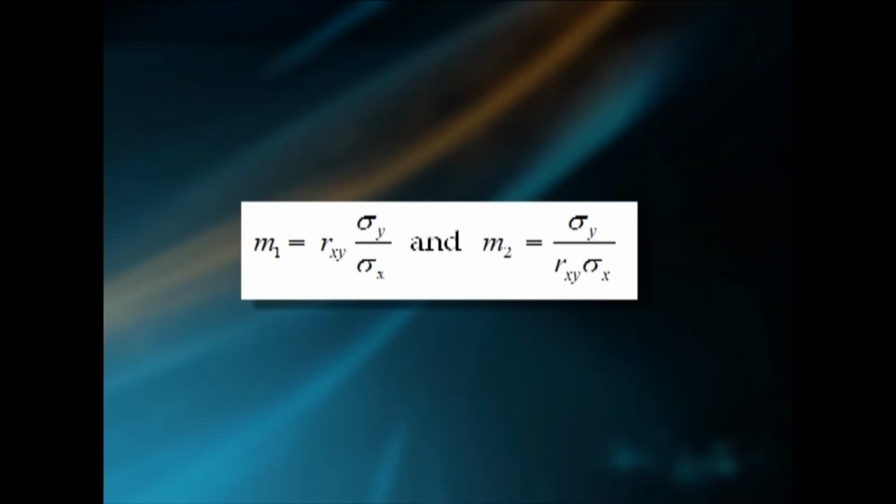y equal to Rxy into sigma y by sigma x into x minus Rxy into sigma y by sigma x into x bar plus y bar, that is 1, and y equal to sigma y by Rxy into sigma x into x minus sigma y divided by Rxy into sigma x into x bar plus y bar, that is equation 3. From here we get the slopes of these two regression lines as m1 equal to Rxy into sigma y by sigma x and m2 equal to sigma y divided by Rxy into sigma x.